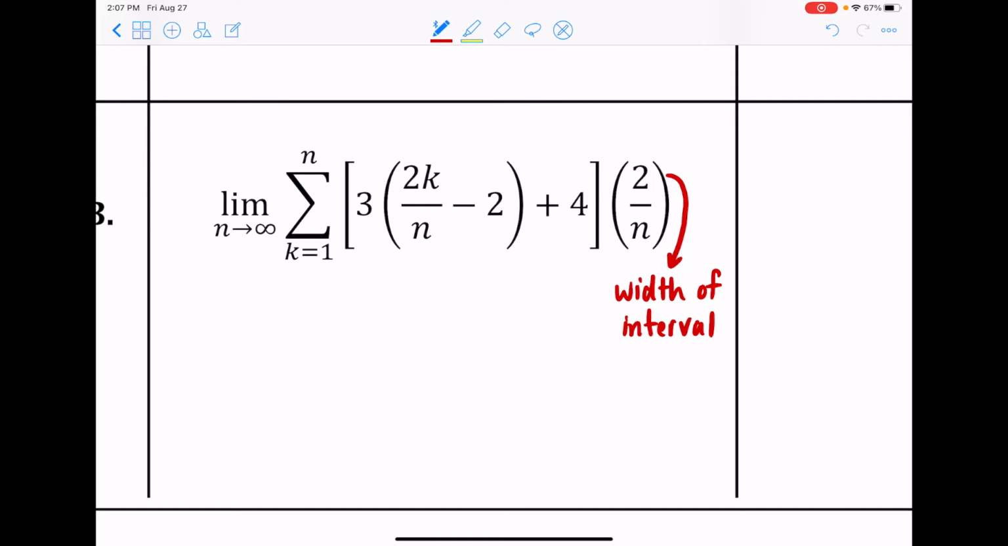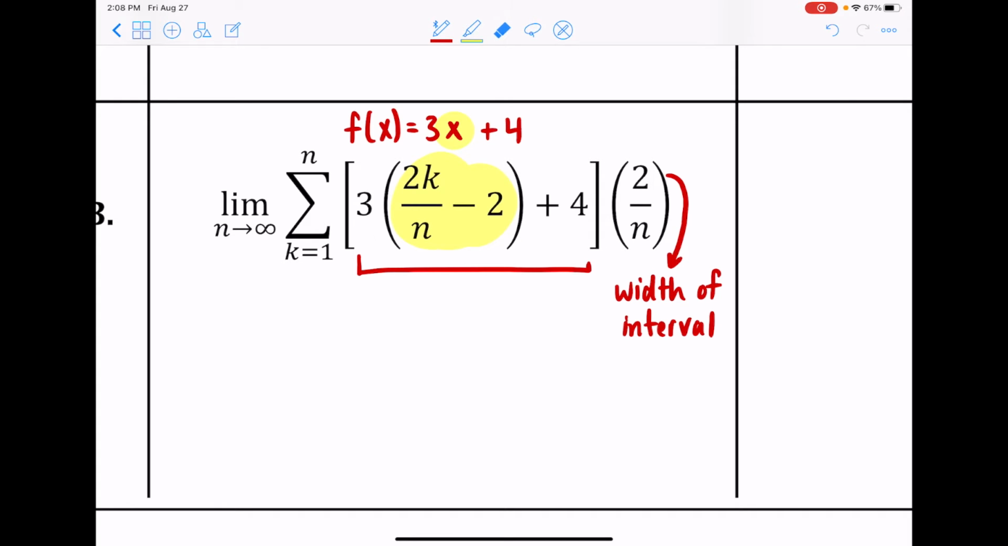Let's look at this part right here now. So this to me is f of x sub k, right? That's f of x sub k. So in general, it looks to me like f of x, the rule here, is to take 3 times the input, this is the x value, right? And then add 4 to it. So it looks like the function that we are going to be integrating is 3x plus 4.